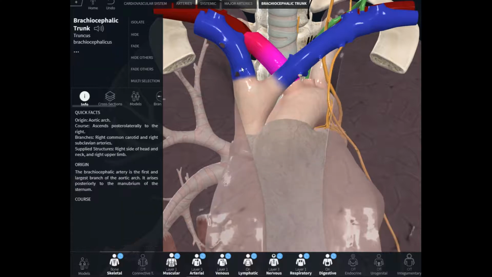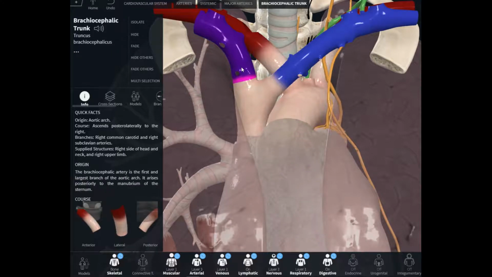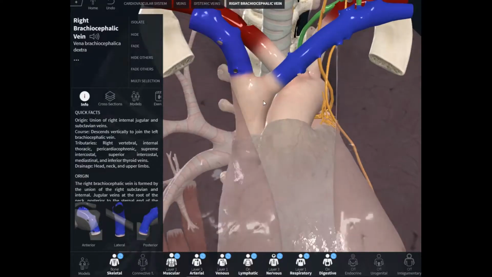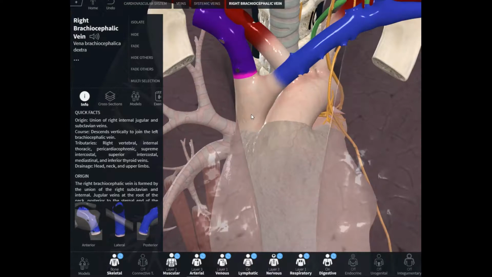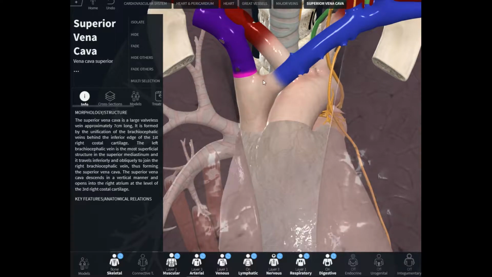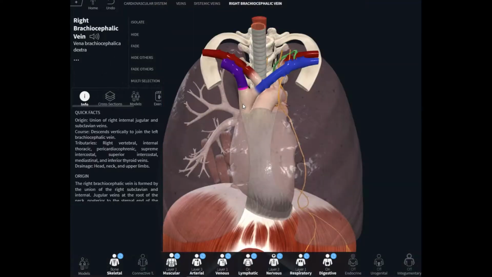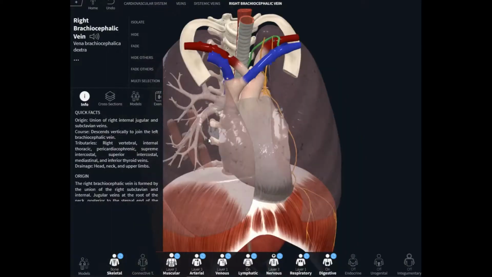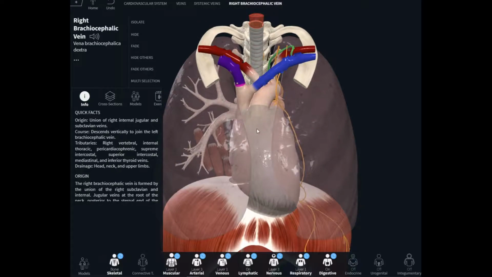Next thing we have is the superior vena cava, and the branch of the superior vena cava is the right brachiocephalic vein. These both are also in relation with the apex of the lungs. Another structure we can notice is the right ventricle. Most of the right ventricle is covered by the right lung in such a way that it sort of engulfs it on this side, because it's oblique in nature.